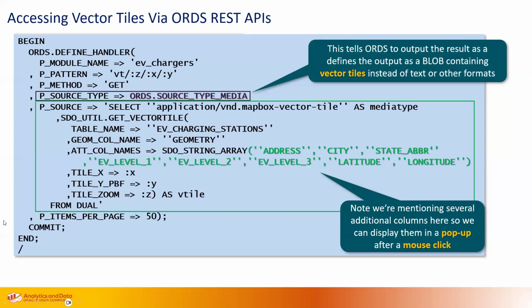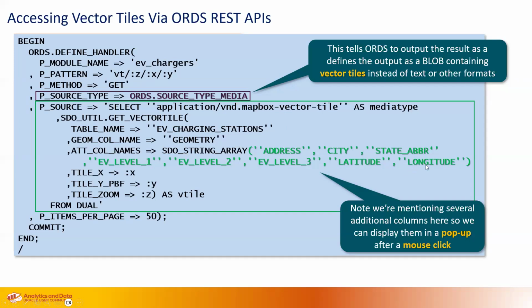What are we accepting? See it right there? X, Y, and Z. Z is the zoom level. X and Y are the vector tile X and Y coordinates within the zoom layer. What's going to be returned is an ORDS source type media, a blob containing a vector tile. And here's the guts of it.